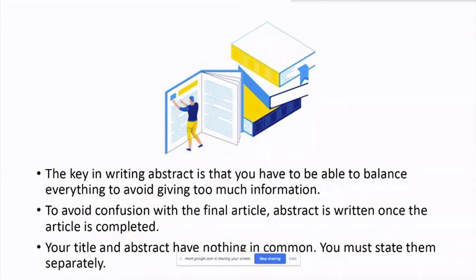Okay, now to avoid confusion with the final article, abstract is written once the article is completed. Okay, and your title and abstract have nothing in common. You must state them separately, meaning that title is a title up there. Abstract is an abstract. It comes after. If you look at any format for any journal, it's very clear. You start with the title, and then authorship, and then abstract. Okay? And below abstract, some articles have keywords. So you write keywords down there.